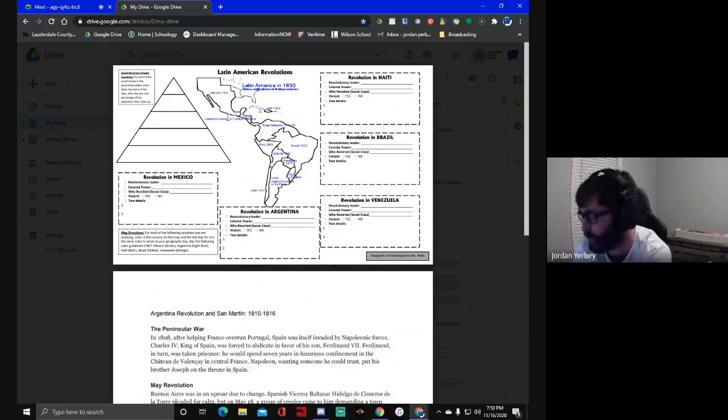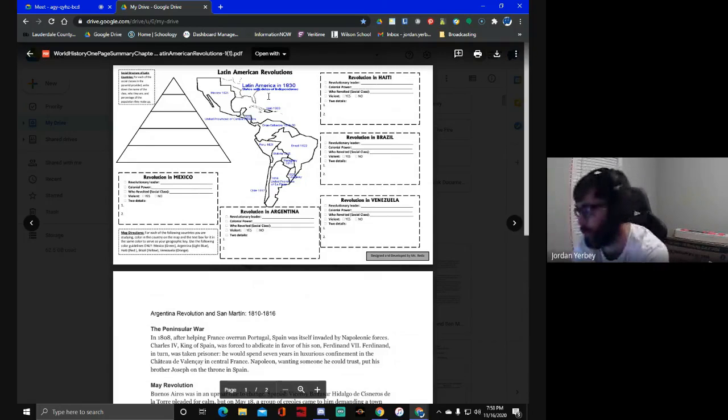And you have a couple different things to do on the page, and so it's similar to the one page that we did the other day, where you have a couple different things going on. But all this information can be used on your test. Your test is open notes. It's on Friday, and it covers this information, no different.